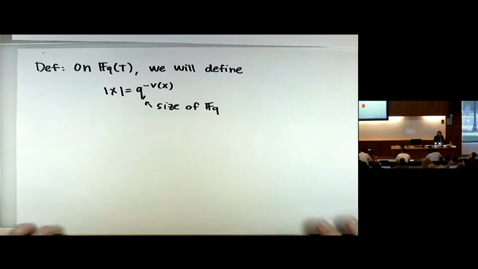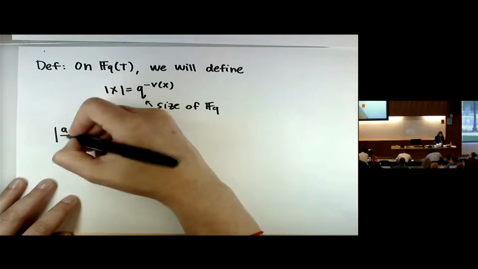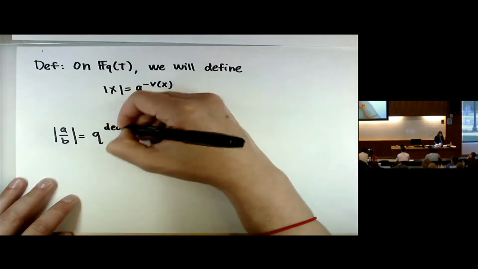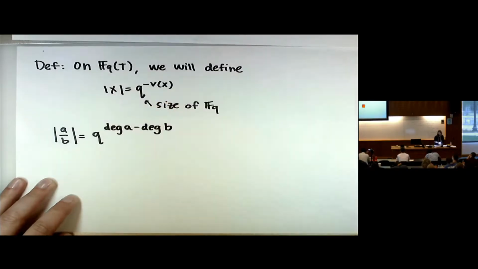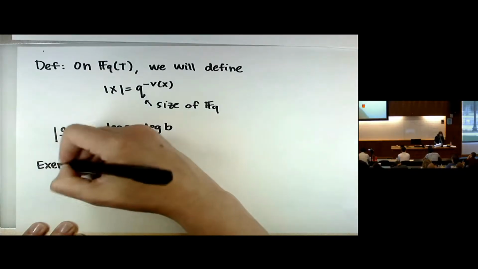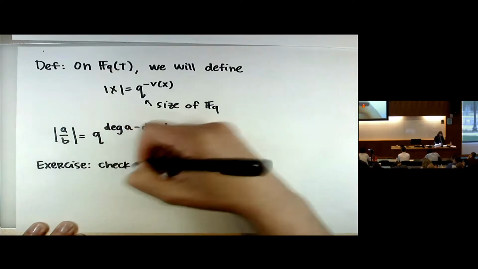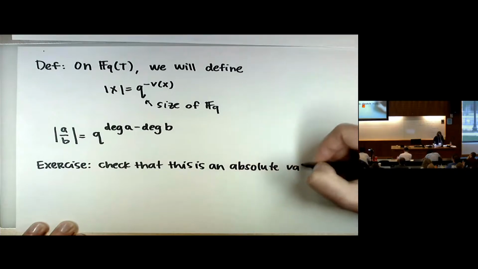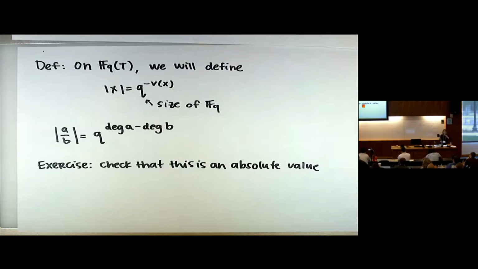Okay, so just to nail this in, because we're now several pages in, the absolute value of a over b is going to be q to the degree of a minus the degree of b. Because if you remember, my valuation did the degree of b minus the degree of a, and then I'm minusing it anyway. I'm going to leave it as an exercise: check that this is an absolute value. I told you 3 things that should be true about absolute values, so you should check that those are true about this one. And the exponentiation is going to make our plus problem become a multiplication, so this much will be good.